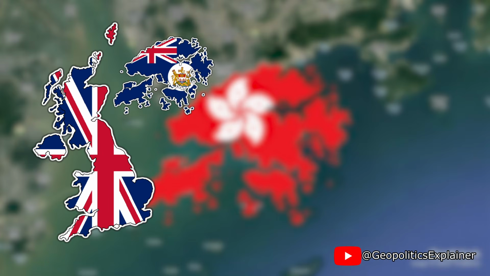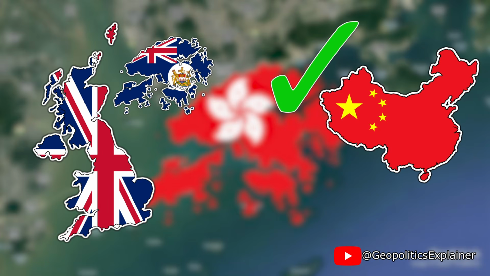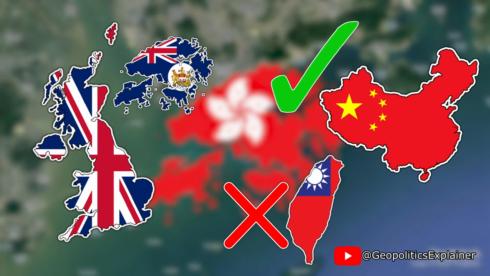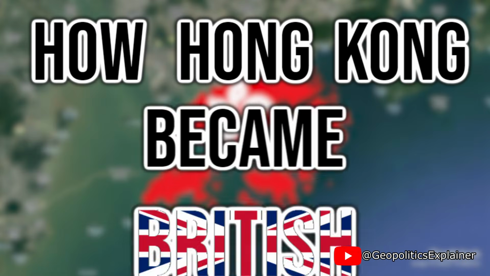So, why did the United Kingdom return Hong Kong to the People's Republic of China and not the Republic of China instead? To answer this question, first we must understand how Hong Kong became British.